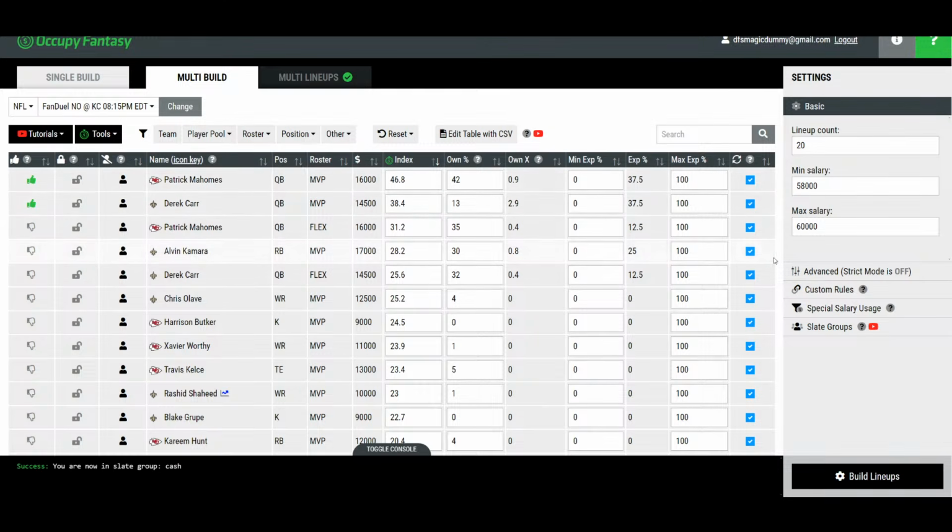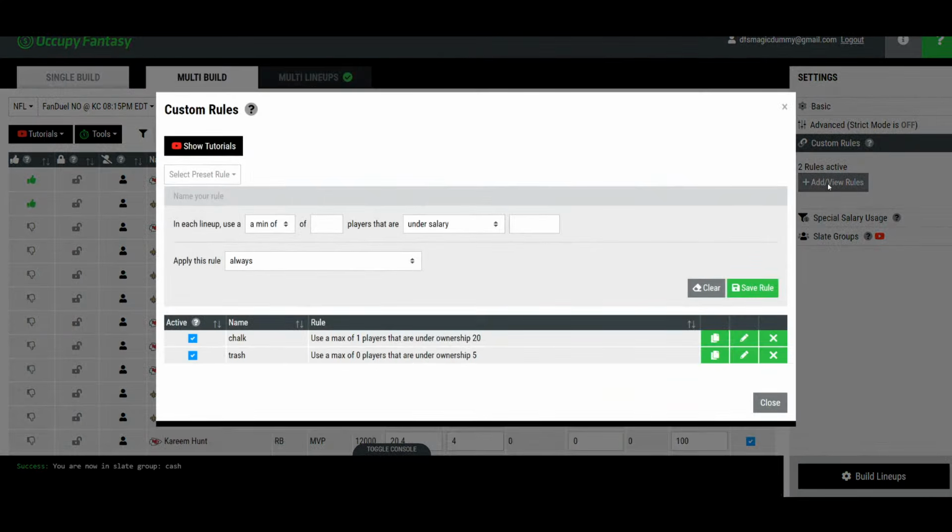All right. The rules I set up here, very simple: I don't want more than one player that's low owned, and I don't want any trash players. Remember, this is low risk. We're trying to beat half the field. So we don't want too many low owned players. That's all I did for this.